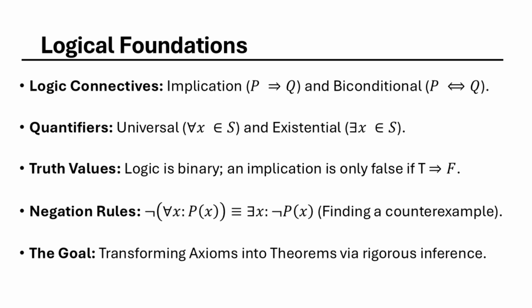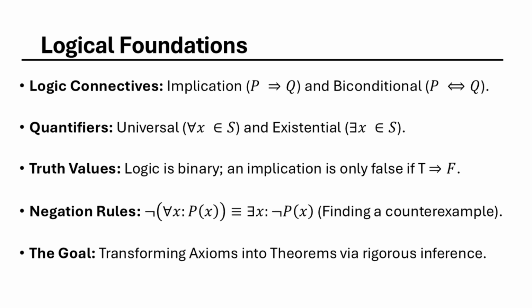Before we can construct a proof, we must master the grammar of mathematics. A mathematical statement is not just a claim, it is a structure built from logical connectives. Centrally, we have the implication, if P, then Q. This is the backbone of almost every mathematical derivation. It is important to remember that in formal logic, an implication is only considered false if P is true and Q is false. To express universal truths, we use quantifiers.